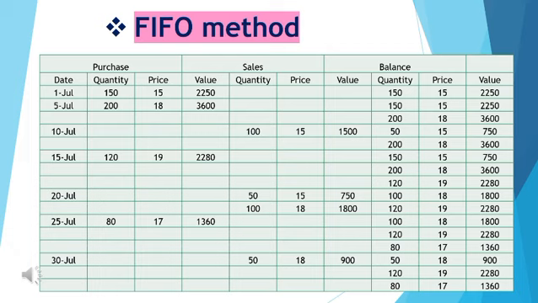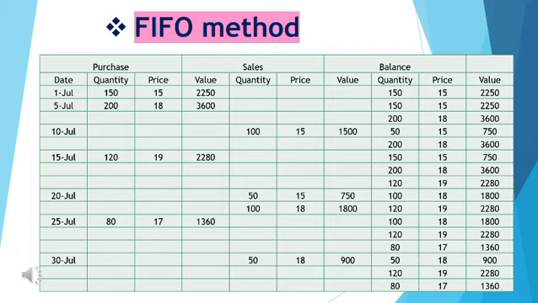On July 10th, 100 units are sold. According to FIFO, the oldest stock, which is 150 units at 15 rupees, is used first. So 100 units are issued from that. Remaining: 50 units at 15 rupees, 200 units at 18 rupees. On July 15th, 120 units are purchased at 19 rupees each. So now the balance is 50 units at 15 rupees, 200 units at 18 rupees, 120 units at 19 rupees.